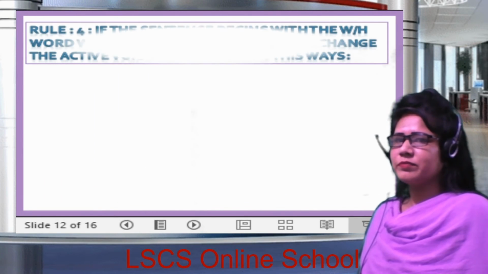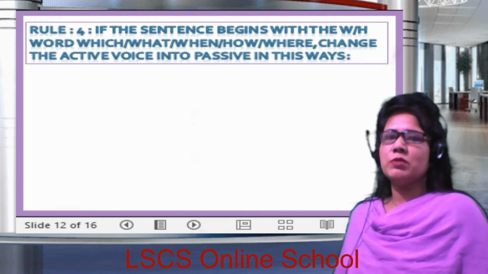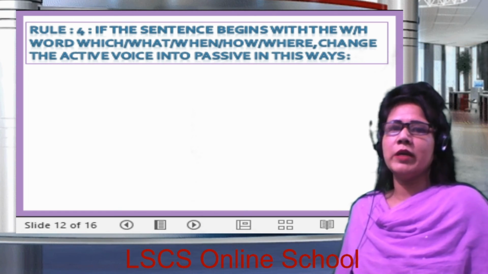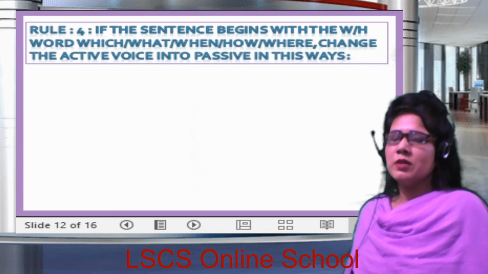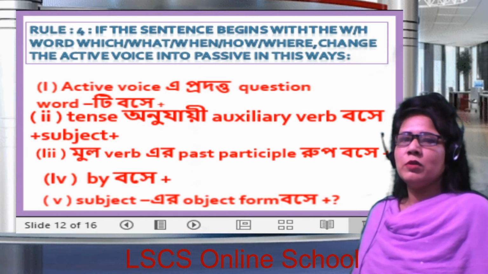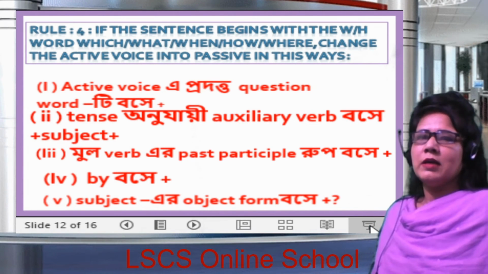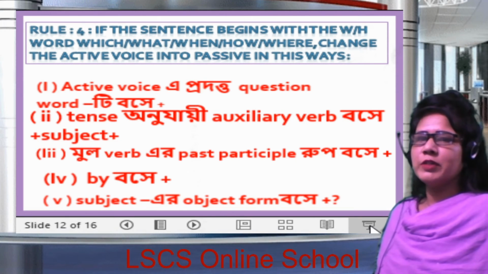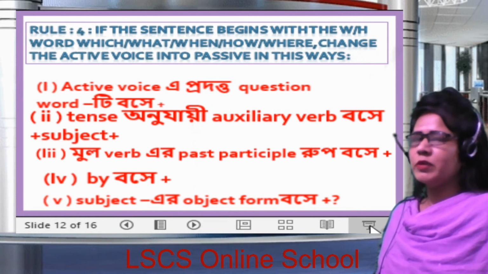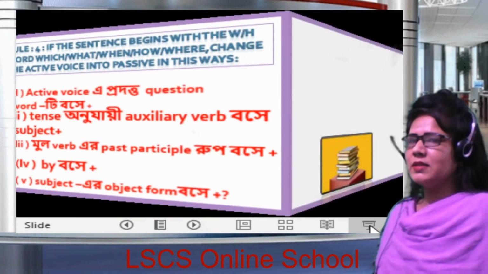Dear students, next one for you. So dear learners, rule 4: dear students, if the sentence begins with the WH word, which, what, when, where. So how can we change from active to passive, dear students? Just follow carefully. Active voice এ প্রদত্ত question wordটি বসে, so then আমরা টেন্স অনুযায়ী auxiliary verb ইউজ করতে পারি, plus সাবজেক্ট ইউজ করব, মূল ভার্বের pp ফর্ম বসে, by বসে সাবজেক্টের অবজেক্ট ফর্ম বসে এবং শেষে আমরা একটা কোশ্চেন মার্ক ইউজ করব. Dear, যদি আমাদের এই WH ওয়ার্ডগুলো থাকে তাহলে আমরা এইভাবে active থেকে passive চেঞ্জ করতে পারি. See carefully, dear students.